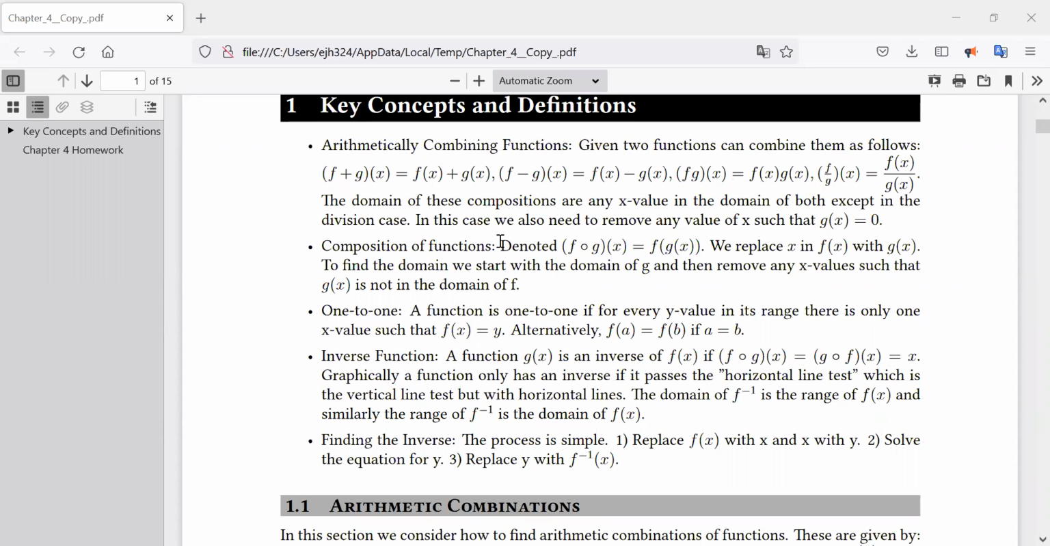And then another one that's very important is the composition of functions. So that's basically just plugging one function into another function, and then seeing what we get out.